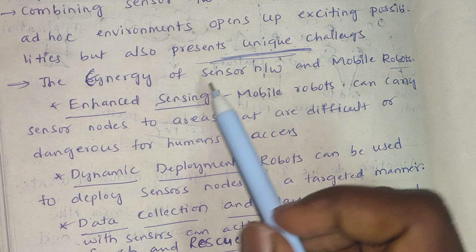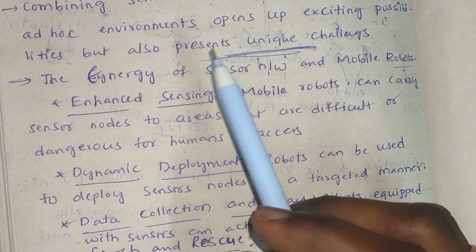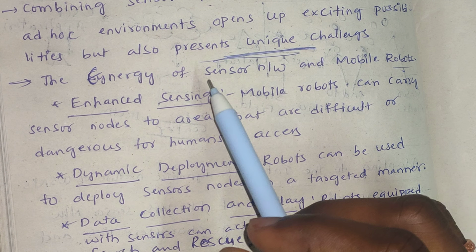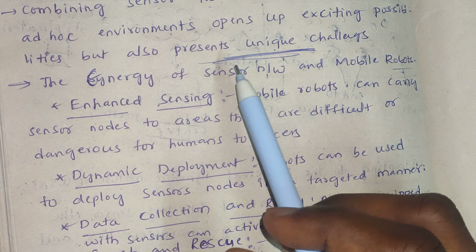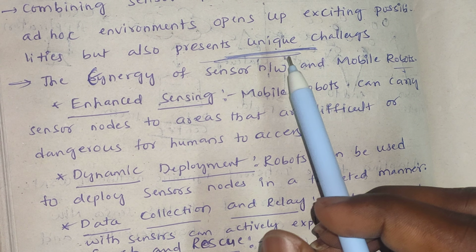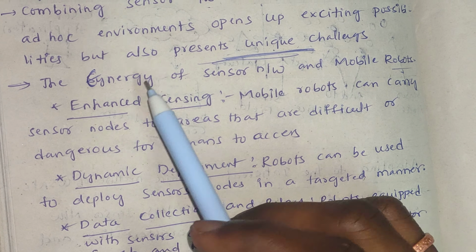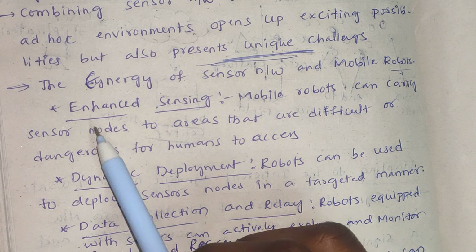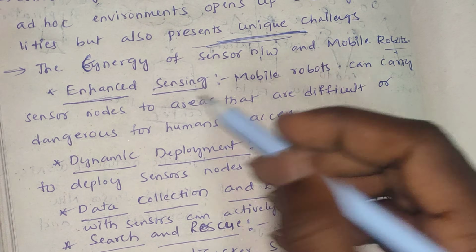In that case also, the robot, by using the operator and the sensor network, the mobile robots can extract the details from places dangerous for humans. There are some places which are not accessible for humans to go. In that case also, the sensor network and mobile robots will go, and it can research, right? So that is nothing but the enhanced sensing.